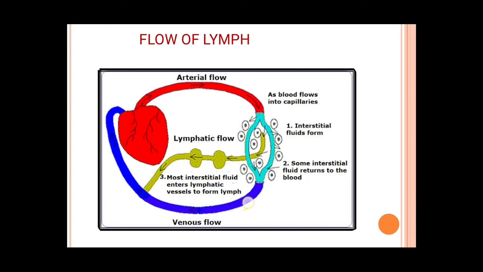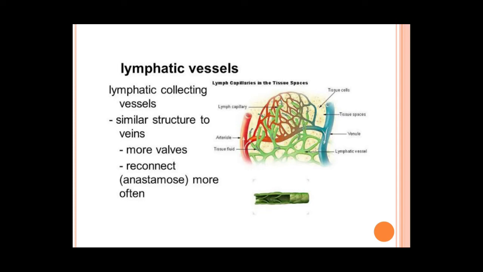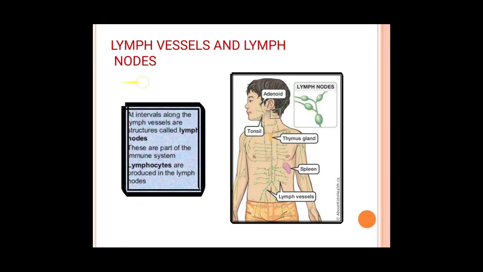Next, about lymphatic vessels. The vessels which collect lymph are known as the lymphatic vessels. They are similar to veins and they have more valves compared to veins. Now about lymph vessels and lymph nodes. At intervals along the lymph vessels are structures called lymph nodes. These are part of the immune system.